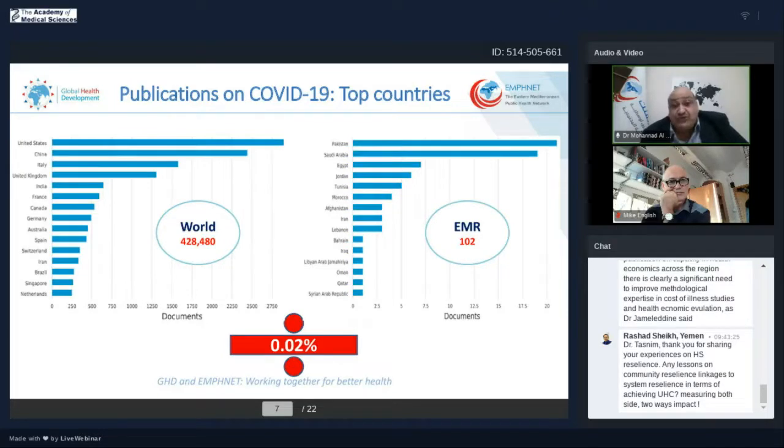To show our contribution from the region, I took COVID-19 as an example. Until last month, the world could produce more than 120,000 publications and documents. Our contribution is about 102 publications and documents, and it's obvious that we are still very low. It's 0.2% of overall publications. Next, please.